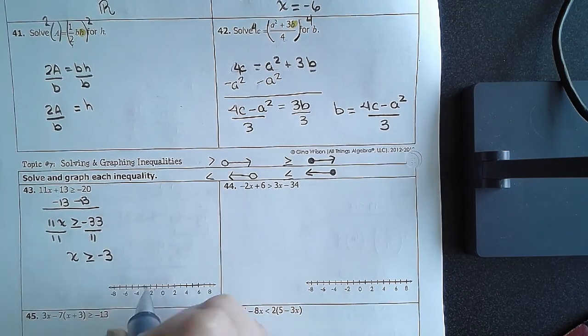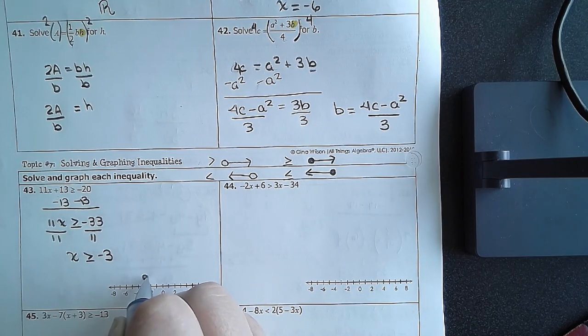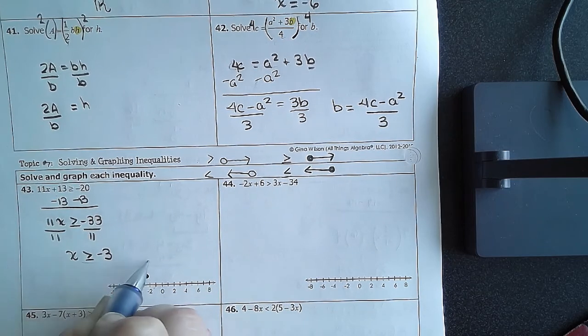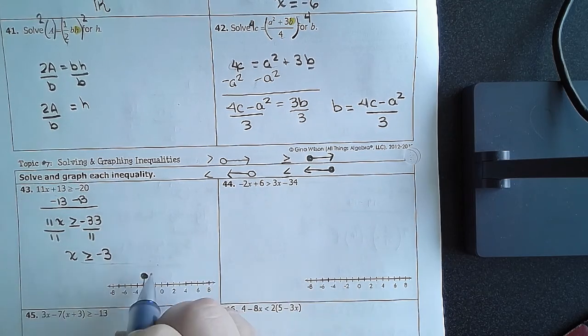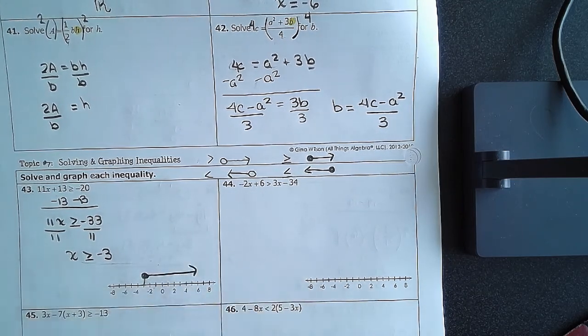So I find negative 3 on my number line, which is right here. And do you notice how this sign is pointing this way? Well, imagine that. That's how we graph.